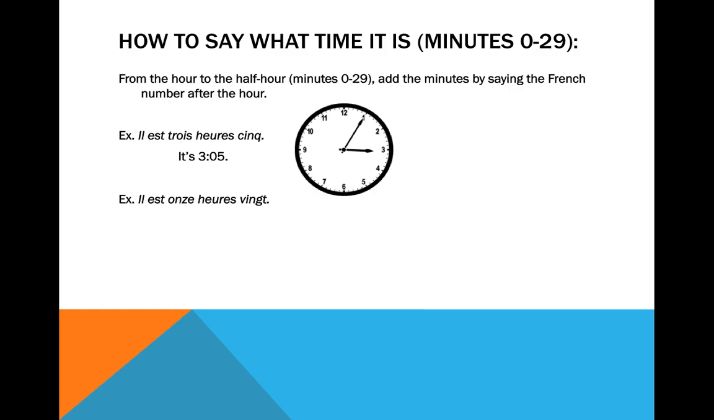Second example, you could say, il est 11h20, so we need to refresh our numbers a little bit, perhaps. 11, ça veut dire 11, et 20, ça veut dire 20. So if we put those two together, means it's 11:20. So if we're over here on the right half of the clock from minutes 0 through 29, we just add the minutes after the hour by putting the number afterwards. This is the easy part. So for the right half of the clock, we have it easy.